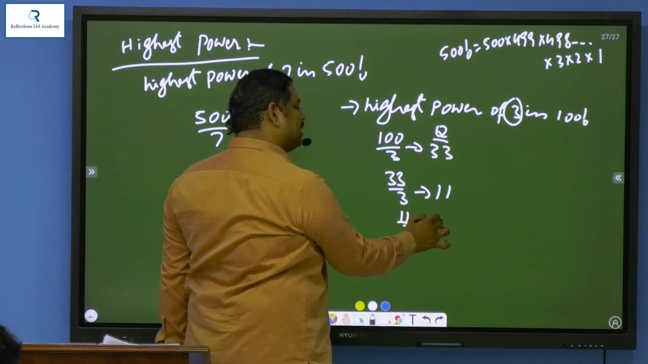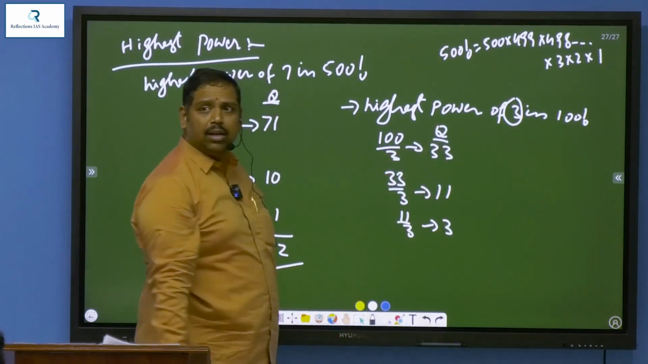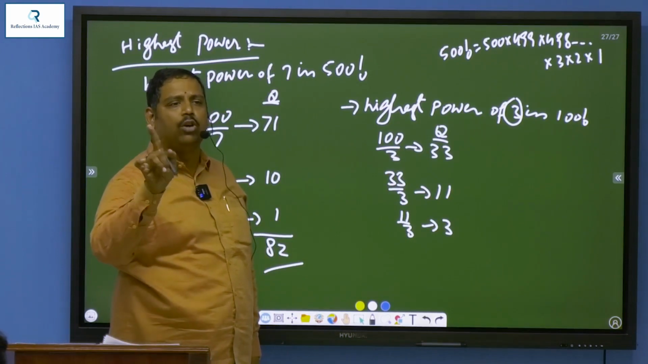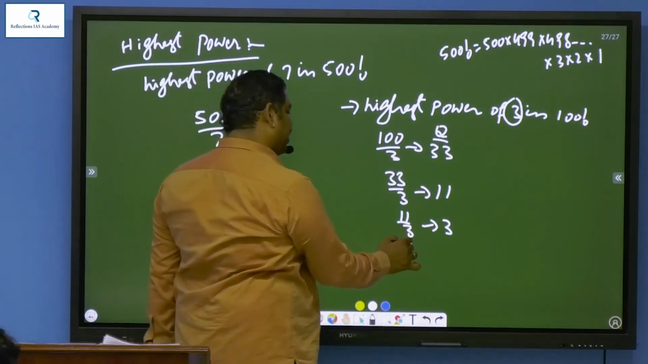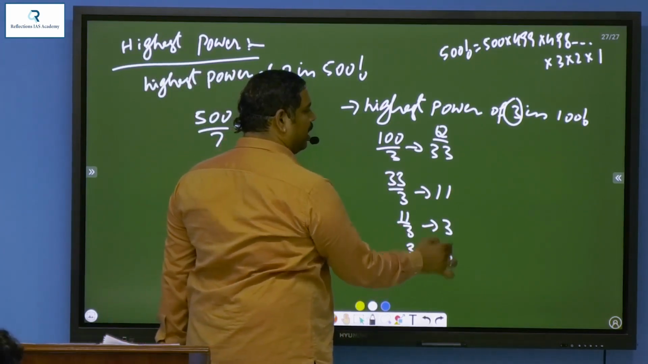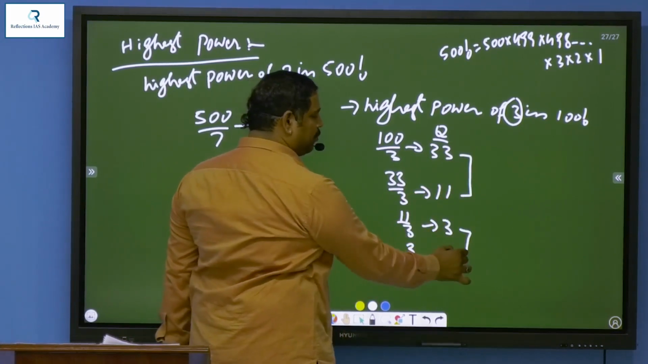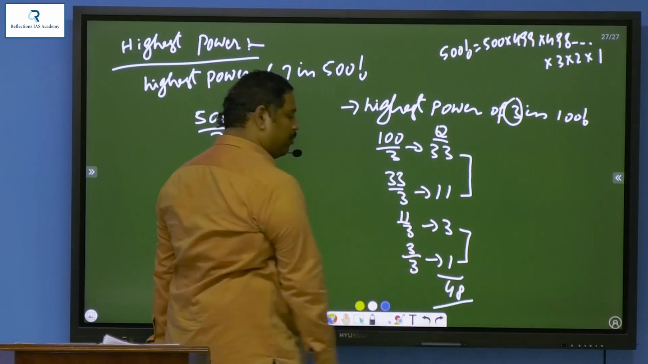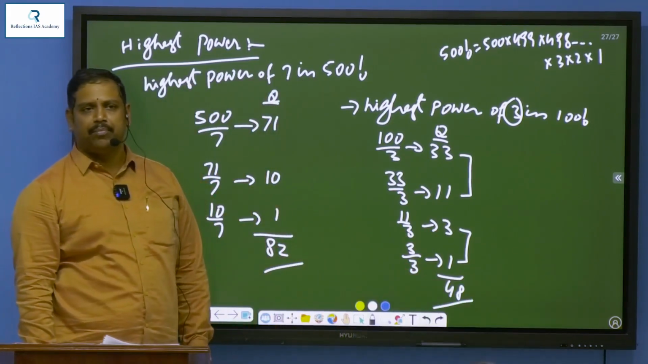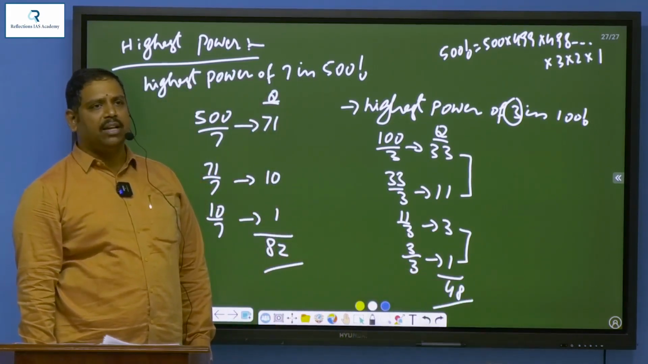Only the quotient. 3 threes are 9. Is it less than 3? I said strictly less than, not even equal to, right? Again consider 3 by 3. How much is it? 1. Now add all. 33 plus 11 is 44, 44 plus 4 is 48. What is the answer? 48. Highest power of 3. Is highest power clear?